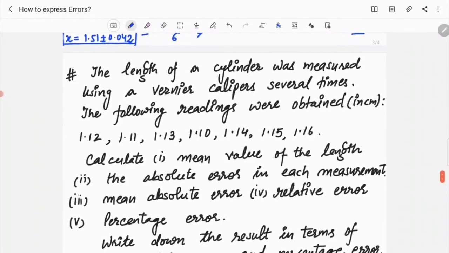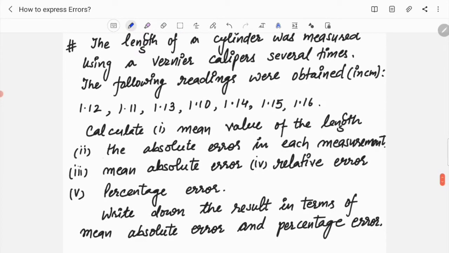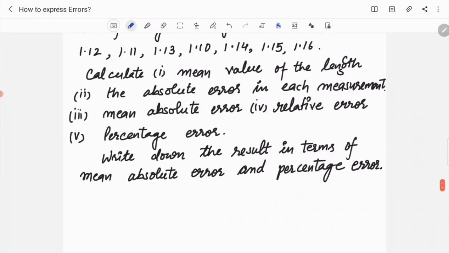Now come to the next example. The length of a cylinder was measured using a vernier caliper several times. The following readings were obtained, all in centimeter. We have to calculate the mean value of length, absolute error in each measurement, mean absolute error, relative error, percentage error, and we have to write down the result in terms of the mean absolute and the percentage error. So first of all we will write the observations.